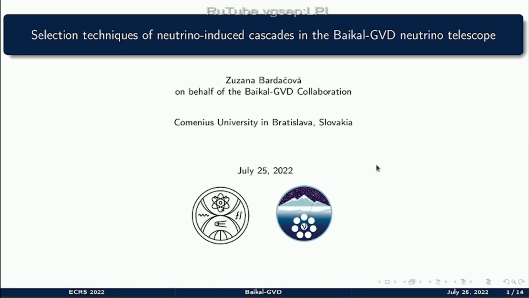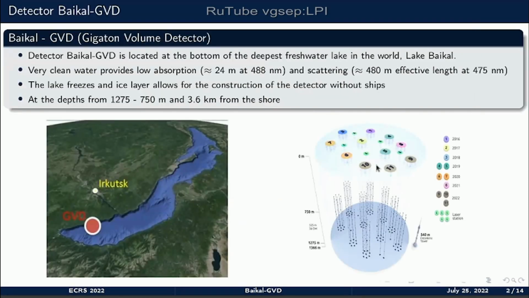So good afternoon. My name is Zuzana Bardachova, and I would like to present our work which deals with the selection techniques for neutrino-induced cascades in the Baikal-GVD neutrino telescope. One of the main goals of the Baikal-GVD is to detect high energy astrophysical neutrinos.